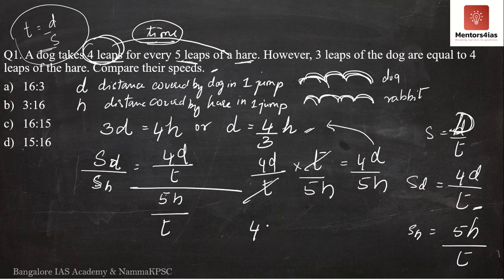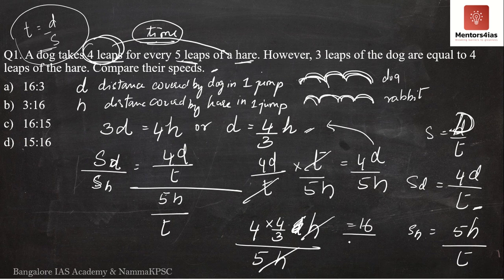So what do we get? 4 into 4 by 3h divided by 5h. h and h get cancelled. 4 into 4 is 16. 16 divided by 5 into 3. This is nothing but 16 by 15. So the correct answer is 16 by 15.